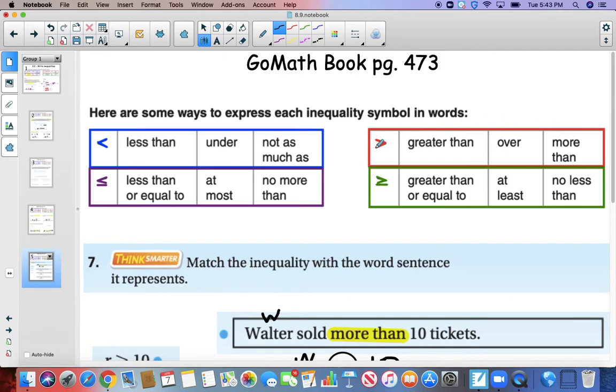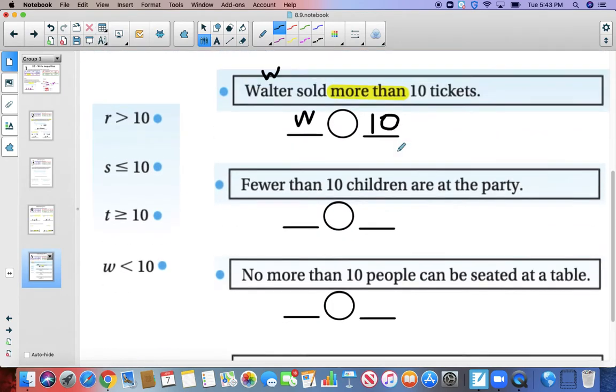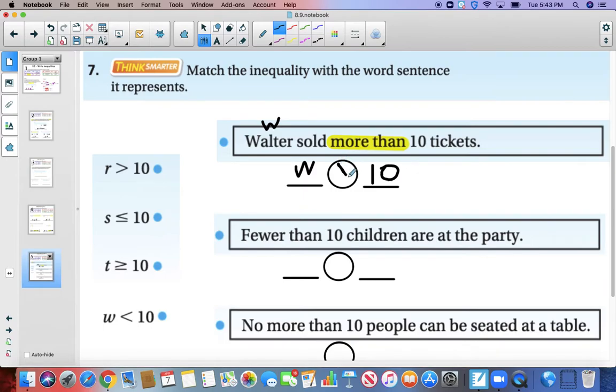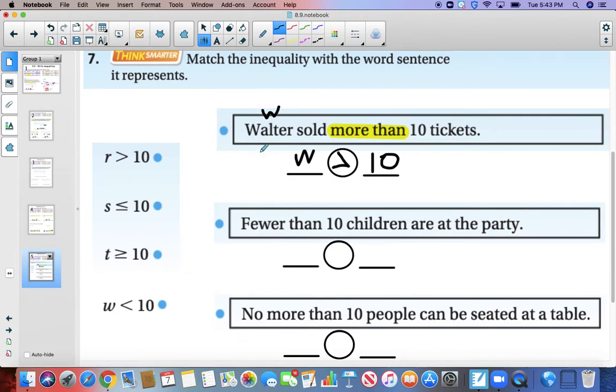That means I'm going to use this symbol. I'm not having that line underneath. So Walter sold more than 10 tickets. Perfect. So now that I've come up with this, there we go. We found our match. Perfect.